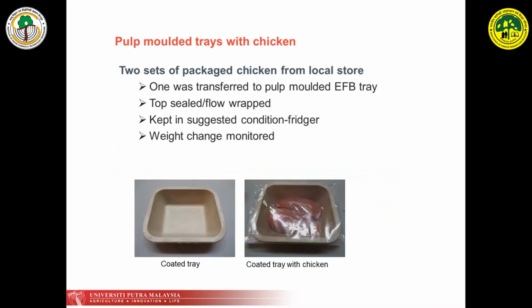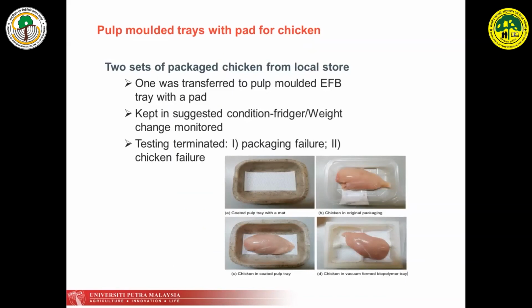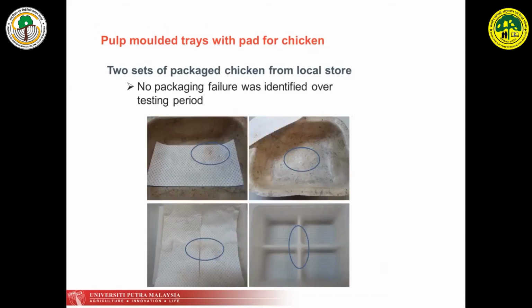And then we also checked with chicken meat. We transferred the pulp molded tray, top seal wrap, kept into the suggested condition, weight changes monitored for the coated tray and coated tray with the chicken. We also faced a problem that when we put the chicken, the water comes out and touches the tray, which is not good. So we use a type of paper which can absorb the water coming from the chicken, and monitor the conditions. No package failures were identified over the testing periods in this case.